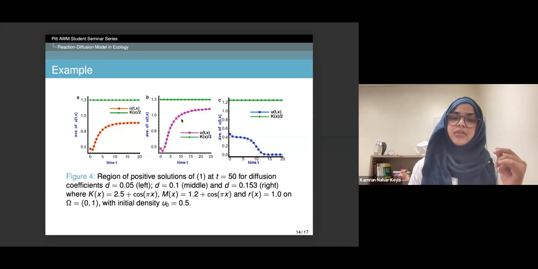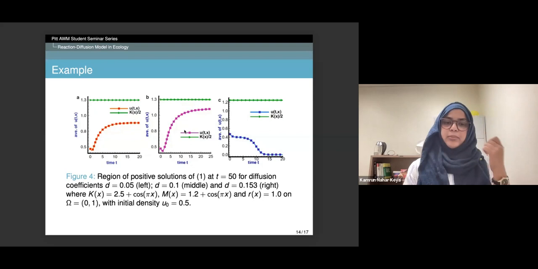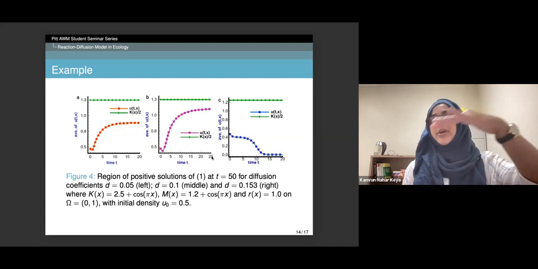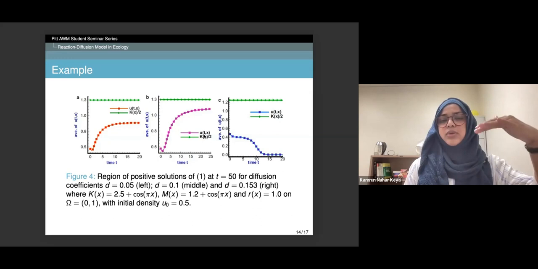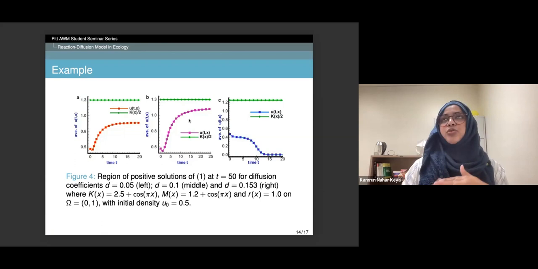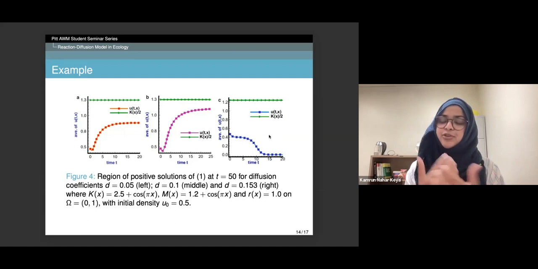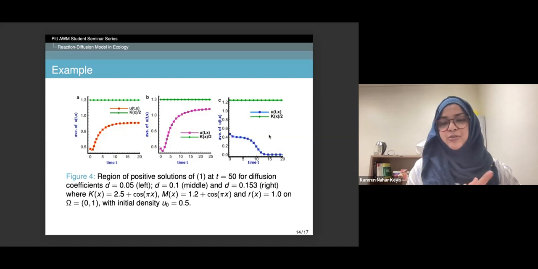For the second case, when we have diffusion 0.1, it takes a little more time to converge to an equilibrium point, but it is still converging below half of the carrying capacity and above zero. So it is still not going outside of the boundary. And in the last case, we also checked what happens if there is no diffusion, which is close to the bifurcation value. We already know that it will go to extinction, I mean zero.